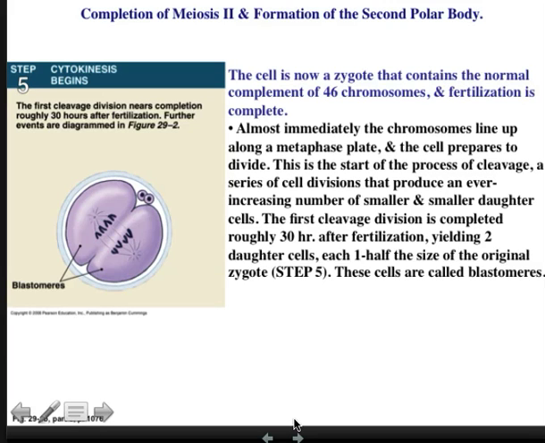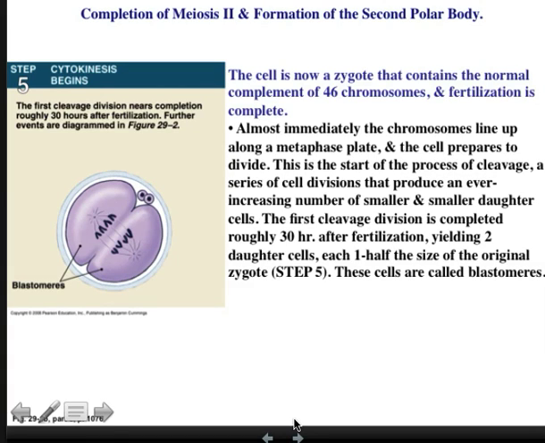Almost immediately, the chromosomes line up along a metaphase plate and the cell prepares to divide. This is the start of the process of cleavage, which is a series of cell divisions that produce an ever-increasing number of smaller and smaller daughter cells. This happens very, very rapidly. The first cleavage division is completed roughly 30 hours post-fertilization. It yields 2 daughters, and each are half the size of the original zygote. And these cells are called blastomeres.